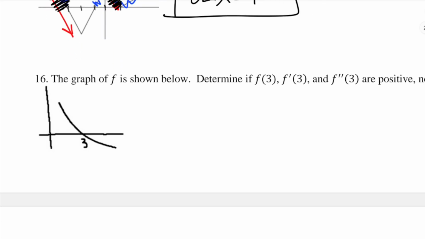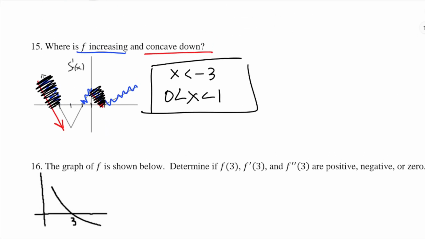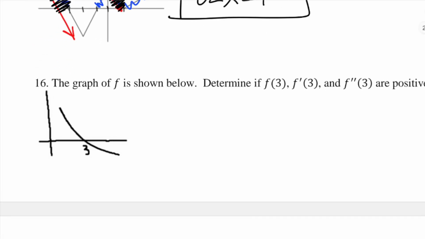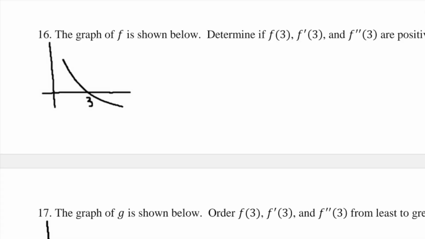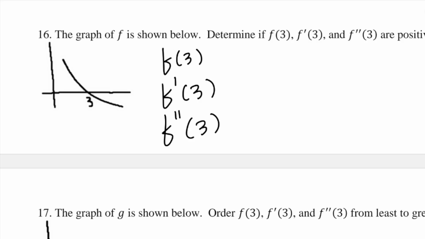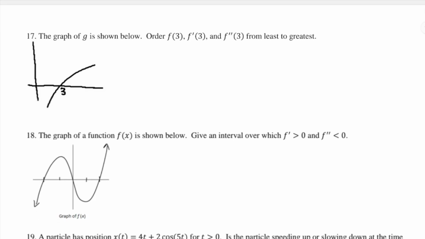Then the graph of f is shown below. Determine if these are positive, negative, or 0. I've definitely seen multiple choice questions like this, lots of different ones where they have you rank these in order from least to greatest. Okay, but we can just do what they're saying. f of 3, f prime of 3, f double prime of 3. All right. f of 3, that's equal to 0. Right? We're seeing the graph of f. f prime is going to be negative because f is decreasing, and f double prime would be positive because the graph of f is concave up.